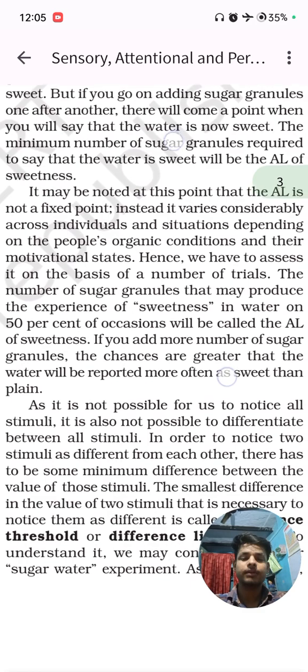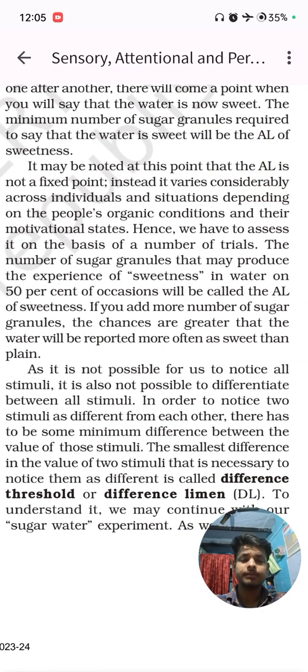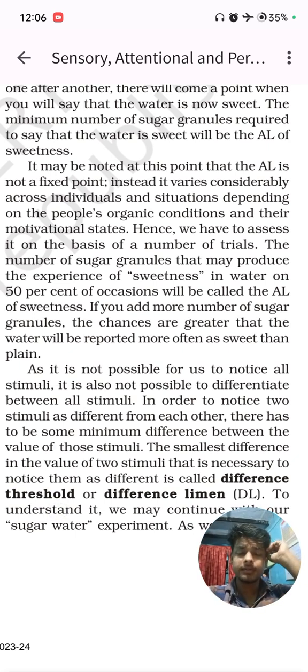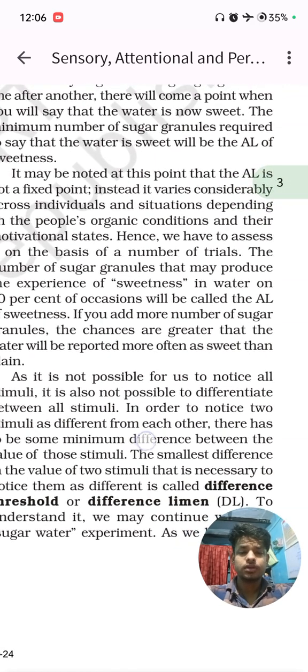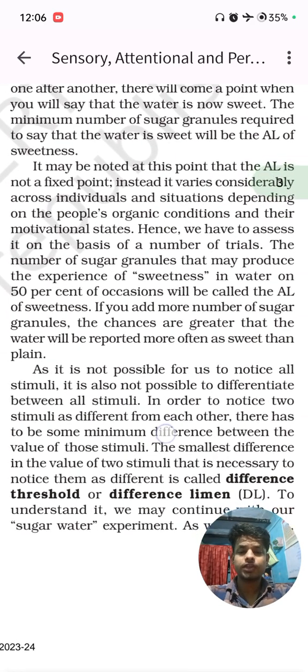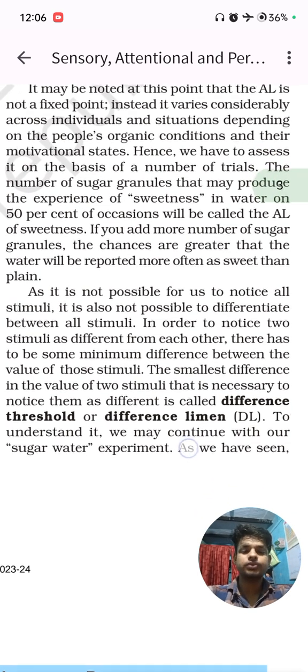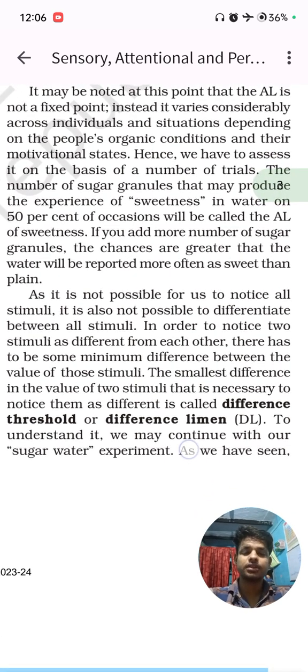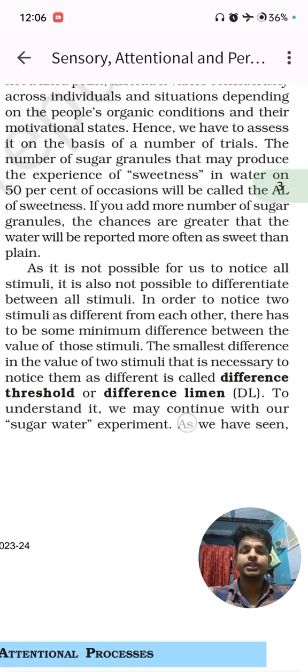Hence, it is assessed on the basis of a number of trials. The number of sugar granules that may produce the experience of sweetness in water on 50% of occasions will be called the AL of sweetness. If you add more sugar granules, the chances are greater that the water will be reported more often as sweet than plain.